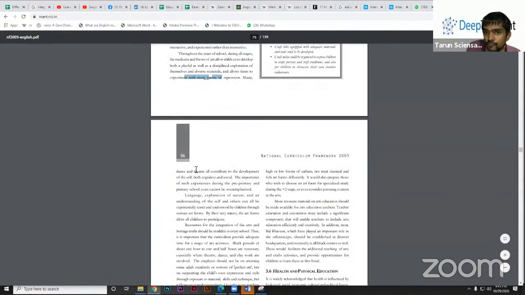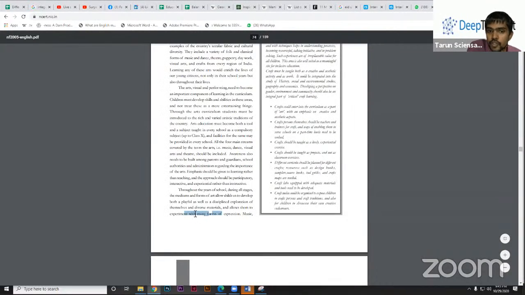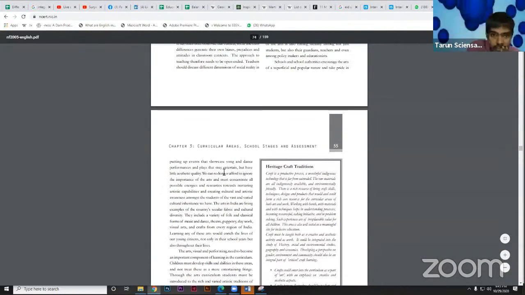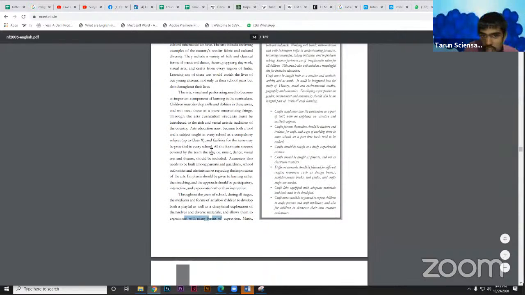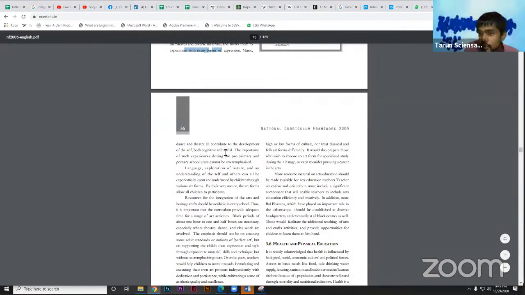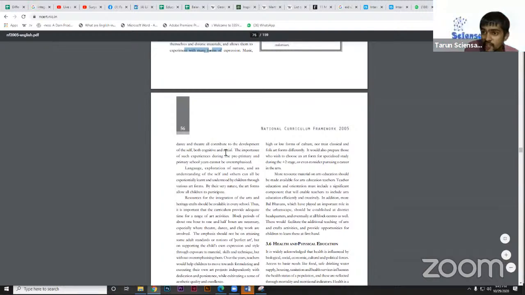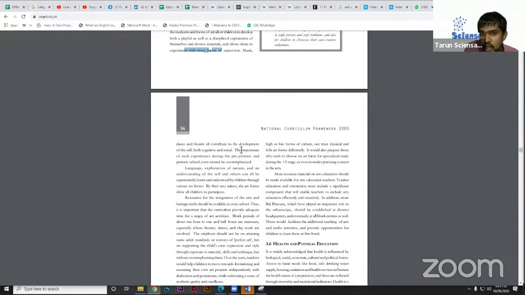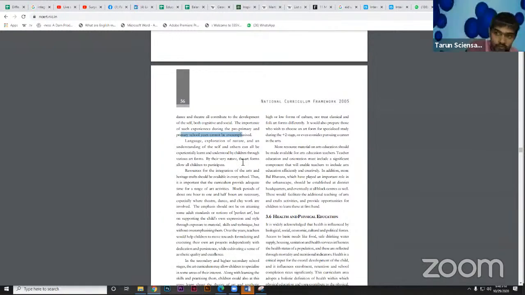Music, theater, and dance all contribute to development of the self, both cognitive and social. Social self as well as cognitive self comes from this art. The importance of such experiences during pre-primary and primary school cannot be overemphasized. They're saying that these 4 forms of art are extremely crucial at pre-primary and primary stage.